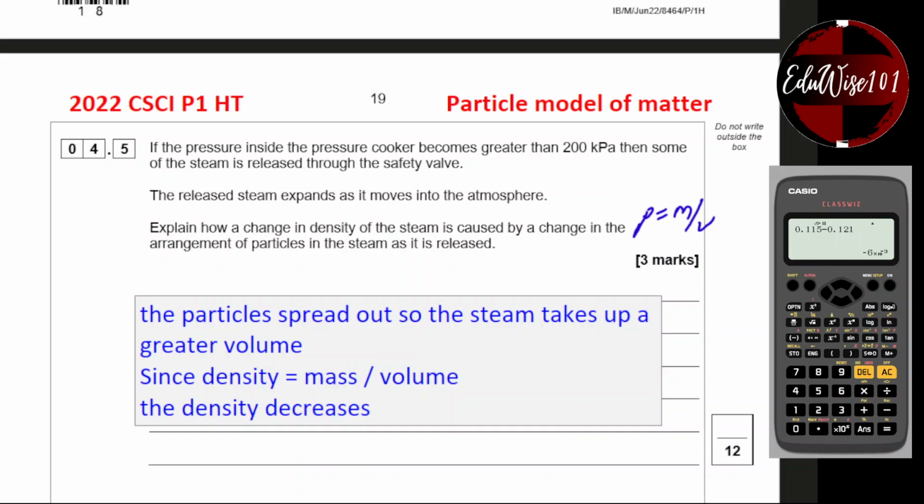The particles spread out, so the steam takes up a greater volume. Since density equals mass divided by the volume, the density decreases.